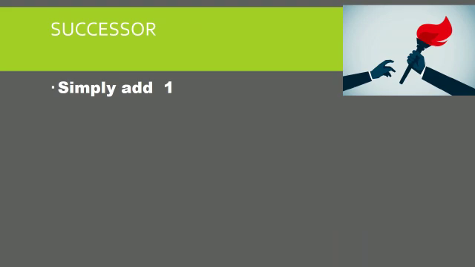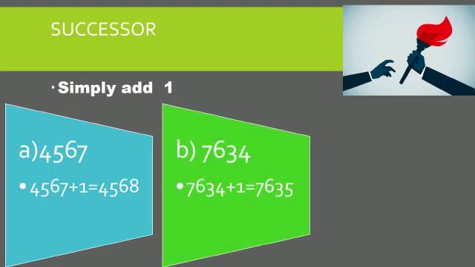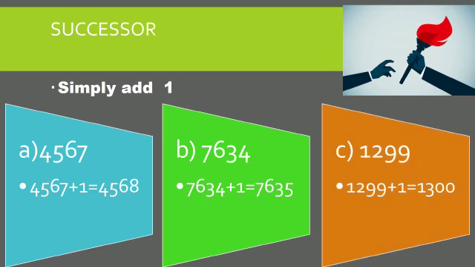Now we are going to learn what is a successor. The successor simply means adding the number 1. Let's take an example, 4567. Simply adding 1 means you add 1 to the 1's place, it becomes 4568. Next, we have the example 7634. You add 1 to the 1's place and the number becomes 7635.